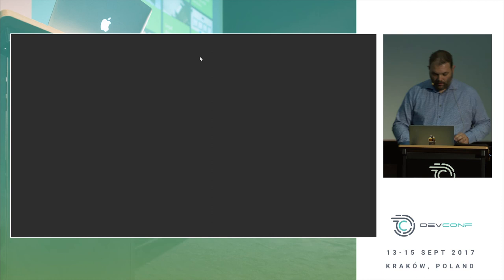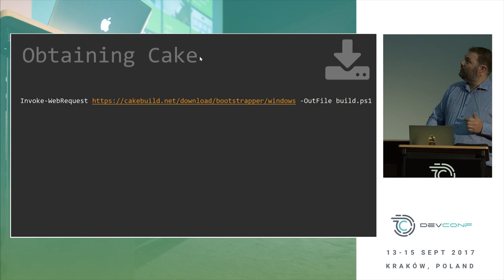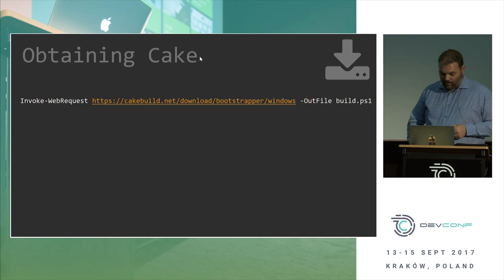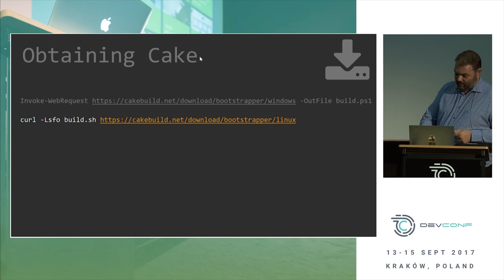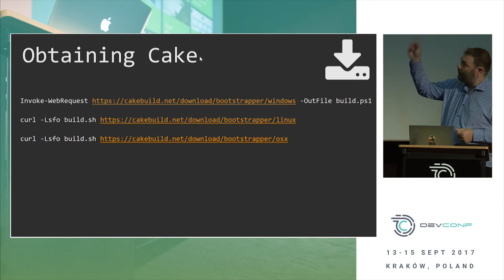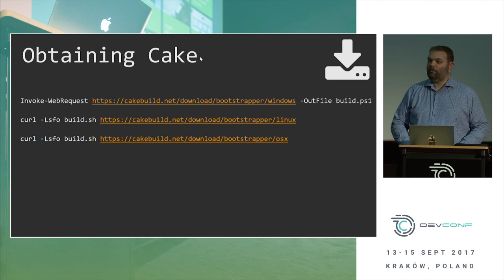So these bootstrappers, the simplest way, you can just fetch them from our site or from the repository. If you don't trust us, you can fetch them from our resources repository and look at them. And the same for Mac and Linux. The PowerShell one will work out of the box. The other one requires that you have curl installed, but you can just surf to that URL and copy paste it into a script file.